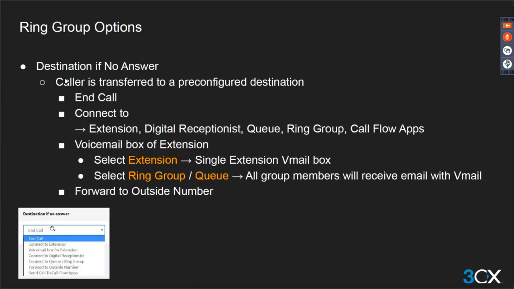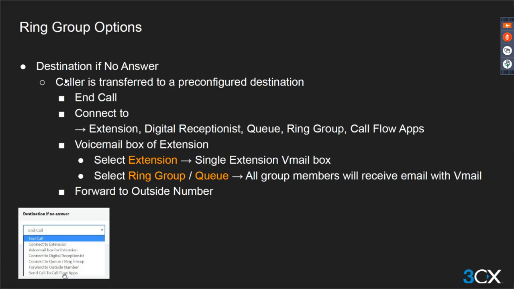Now, ring group options. The destination if no answer is a pre-configured destination where calls overflowing from a ring group will be routed, in case a call is unable to be serviced by the group members. A call can be dropped if it is not serviced by the ring group. You can connect a call to a user or a system extension, which may be in another ring group, or it could be another call group, a digital receptionist or call flow apps, and vice versa.